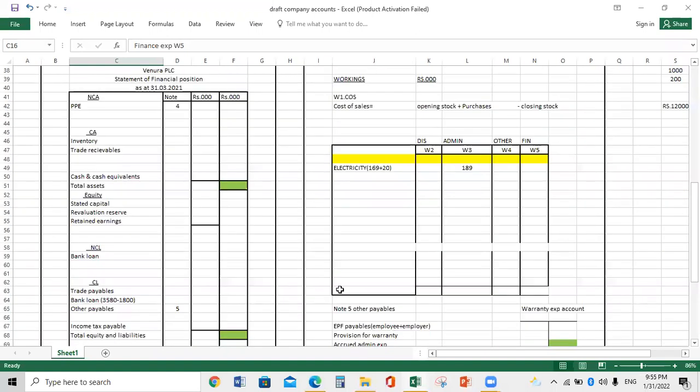So now you debit the electricity account and you have to credit the accrued electricity. Accrued electricity is an other payable, guys. It's a payable, it's a liability, right? So what you can do is open a note number and record it under other payable.